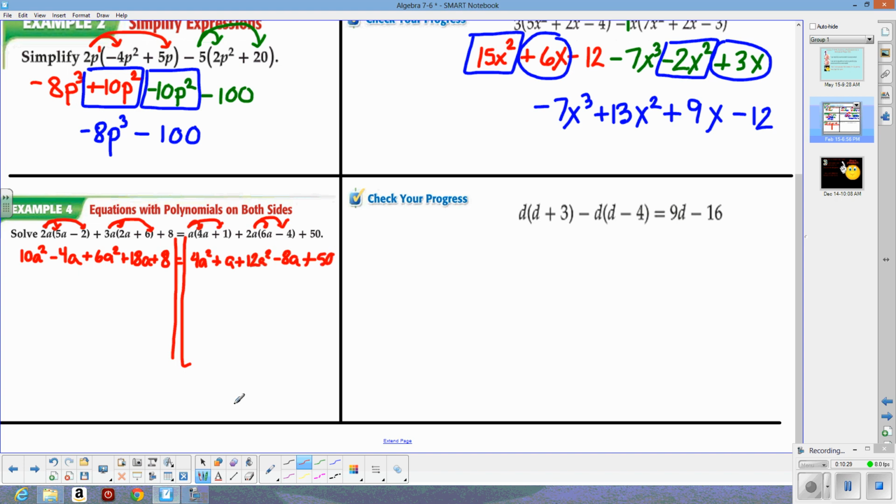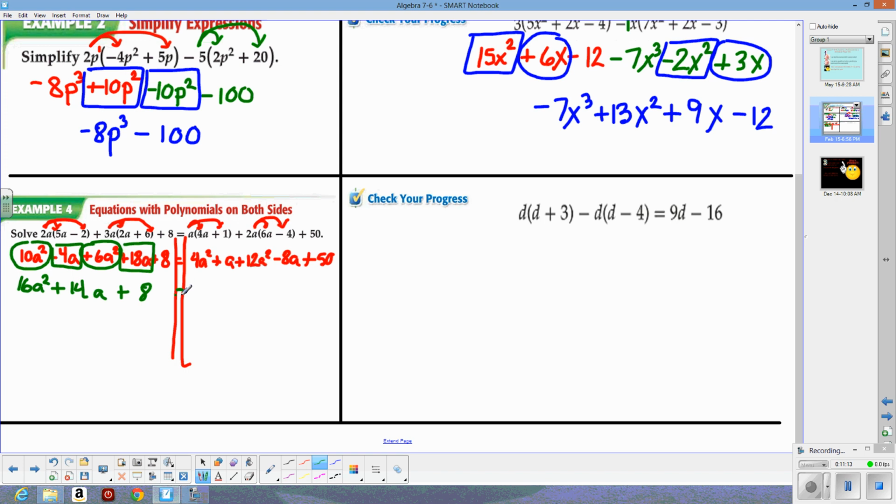Now the next thing I would do is probably look for like terms that can be put together to make this a little less crazy. So let's start here with the 10a squared and the positive 6a squared. 10a squared plus 6a squared, you just add the coefficients. 10 plus 6 is 16a squared. And then negative 4a plus 18a is going to be plus 14a. And then bring down this plus 8.